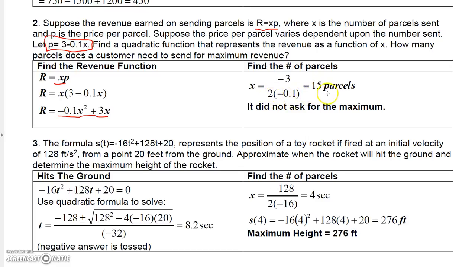And you can plug that in the calculator, and you'll get 15 for x. And it did not ask for the actual maximum, but if you wanted the maximum revenue, you could plug 15 back into this function and get r. Just plug 15 in and see what r is going to equal.